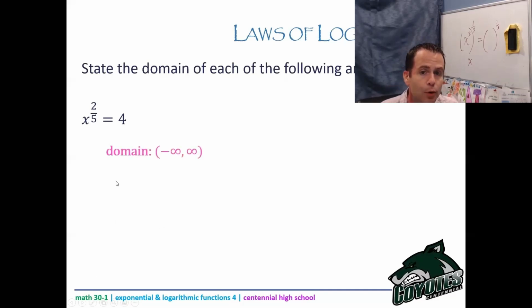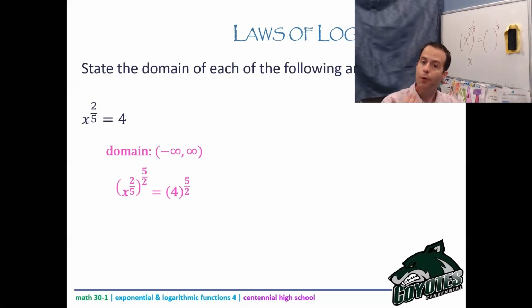So if I took both, the domain is negative infinity to infinity. Sorry, I got so excited I forgot about the domain. If I take that both to 5 over 2, then what happens is this power of a power, I multiply together and it becomes x. So I get x all by itself.